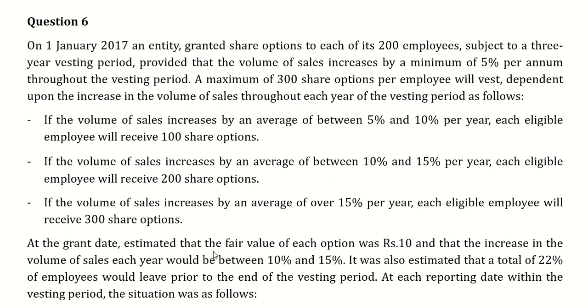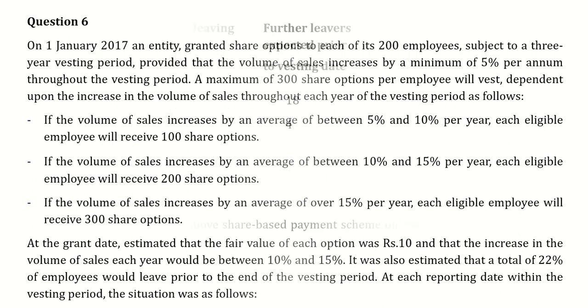At the grant date, it was estimated that the fair value of each option was 10 rupees and that the increase in the volume of the sales each year would be 10 to 15%. That is what we estimated at the grant date. It was also estimated that a total of 22% of employees would leave prior to the end of the vesting period at each reporting date within the vesting period. The situation was as follows. What has happened? We think 22% of employees will leave.